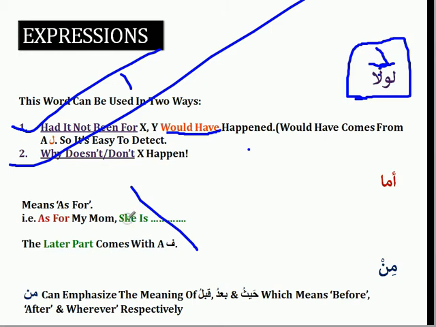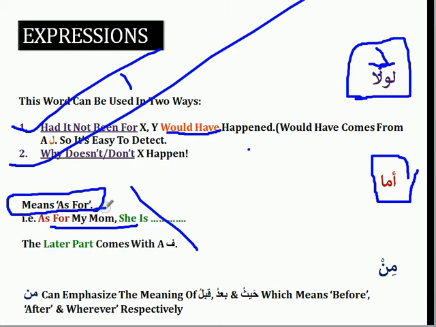Anyways, now amma is also ammati or ummati. Ammati, as for my mom, she is. So this gives the meaning of as for. Amma is the word. The later part comes with a fa. So whatever it's trying to focus on will come with a fa, which means then and as a result. So it's logical, right? As for, and then as a result. It's a good combination. It matches.